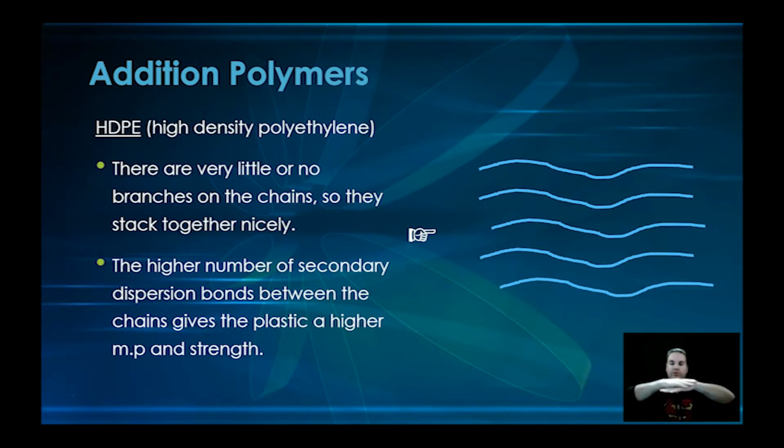So liken it to Pringles chips. Okay, so they're all nice and flat, there's no branches, so the Pringles chips just all sort of stack on top of each other. That means there's a lot of them in a small area, which means it's high density. Okay, now what that means is you've got a greater number of secondary bonds that occur between these chains, so it gives it a higher melting point and strength.